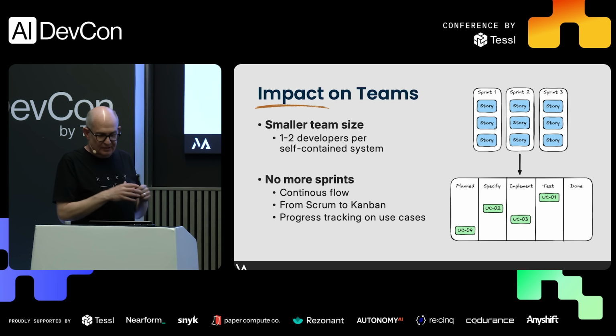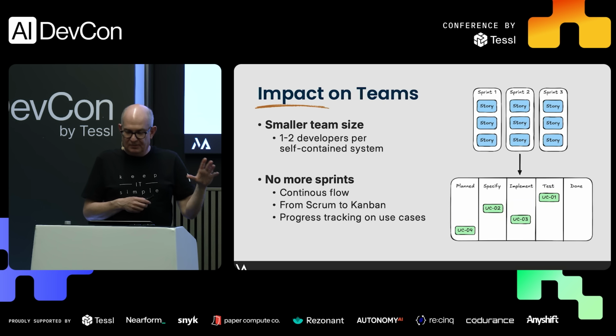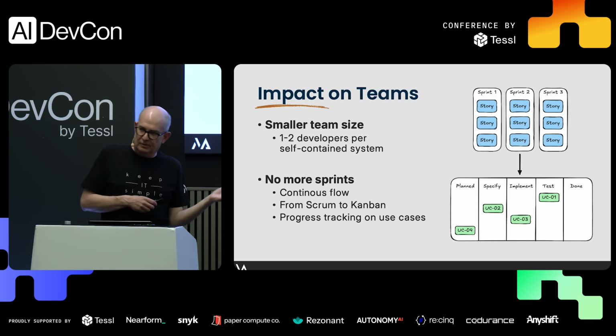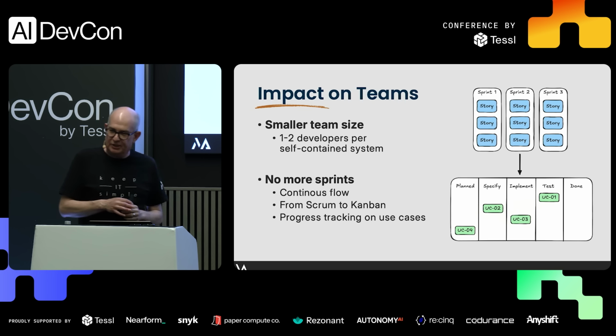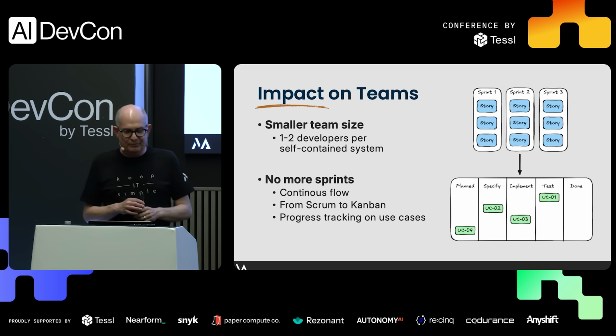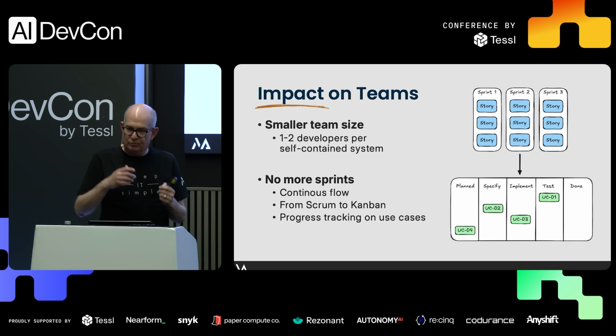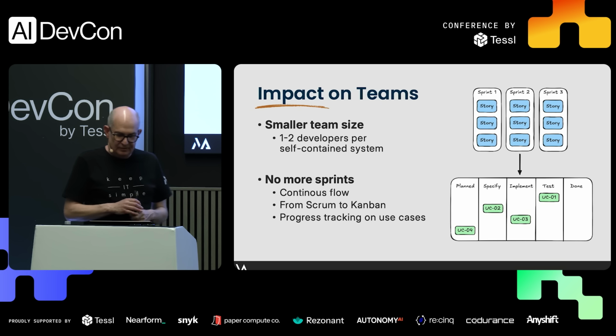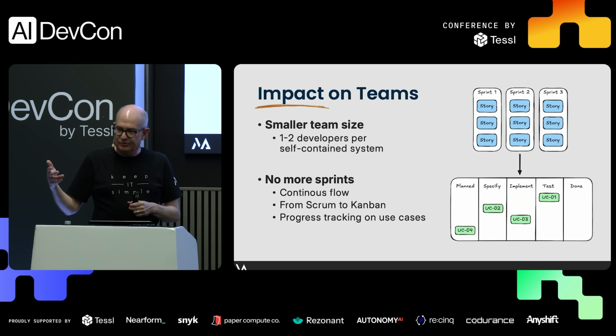And we also reduced the team size. We are per self-contained system 1 to 2 developers. Preferably 2 because of knowledge exchange, and maybe it's boring to work on a project alone. But we reduced that from like 5 to 7 to 1 or 2. And as I said, we do no more sprints, we do continuous flow, and we use the use cases in a Kanban way to track the progress. That's all we do. Right.